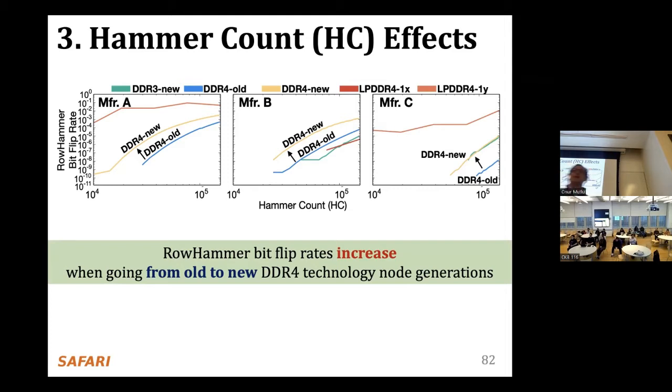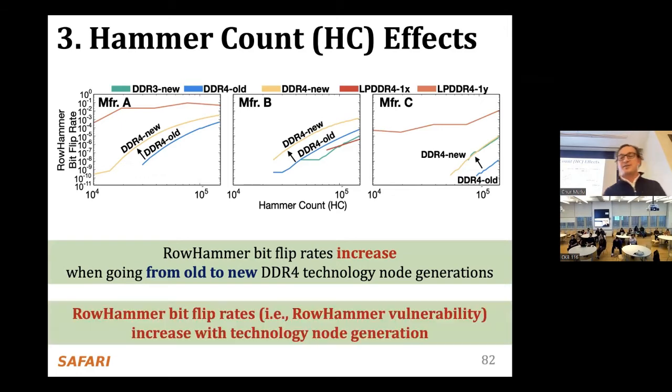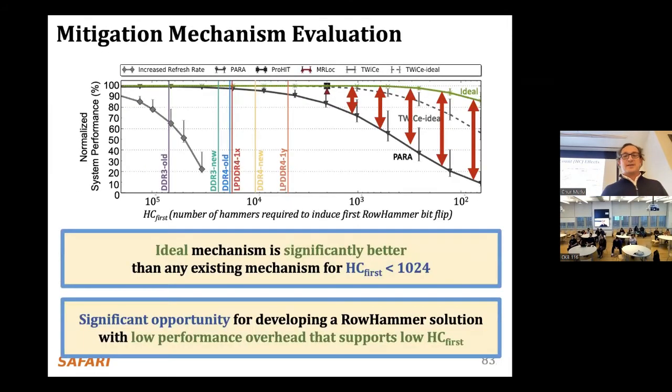Meaning that newer devices are a lot more vulnerable, essentially. And this is very common, as you can see, it's consistent across different manufacturers. Okay. So this is the mitigation mechanism study that we did. This is hammer count on the x-axis again, going from high to low, from left to right.